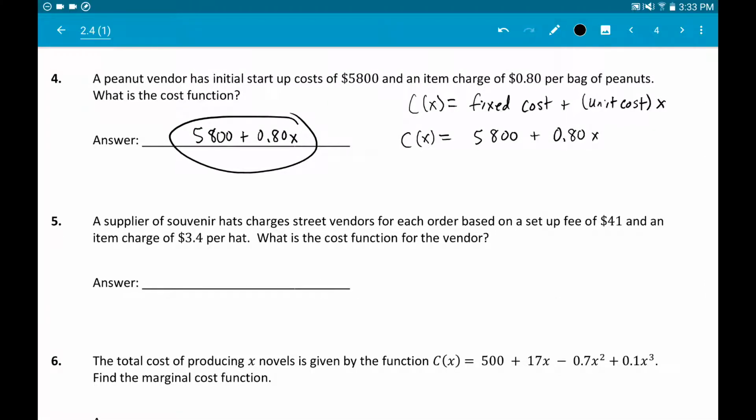Alright, number 5 is the same thing. They're just using different terminology again. A supplier of souvenir hats charges street vendors for each order based on a setup fee of $41. Okay, setup fee, that's going to be a fixed cost. And an item charge, or a unit cost, is another way to say that, of $3.40 a hat. What's the cost function to the vendor? So you're going to have your fixed cost, $41, plus your unit cost, $3.40 times how many you sell. Okay, there it is. Same thing as number 4.